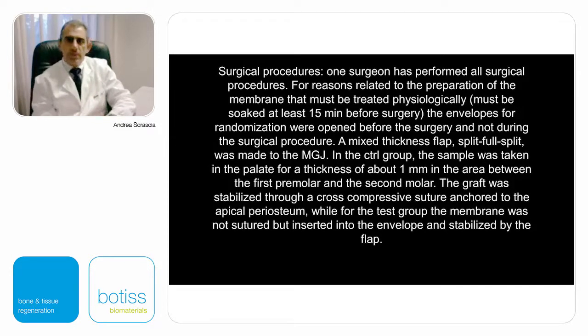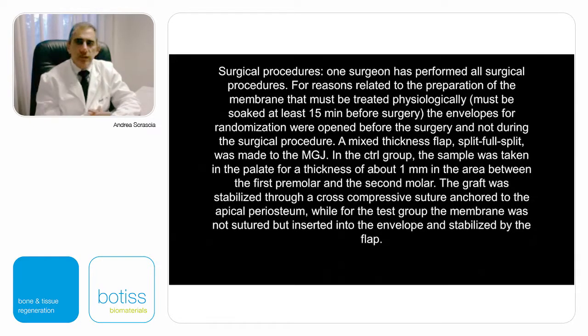The mixed thickness flap, split-full-split, was made to cover the recessions in the control group. The sample was taken from the palate from a thickness of about 1 millimeter in the area between the first premolar and the second molar. The graft was stabilized through a cross-compressive suture anchored to the apical periosteum, while for the test group, the membrane wasn't sutured, but inserted into the envelope and stabilized by the flap.